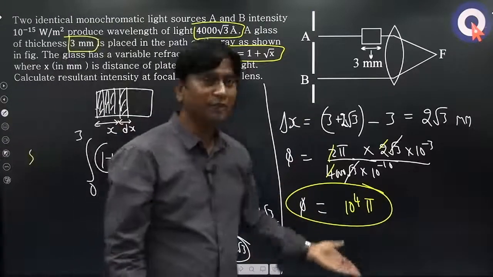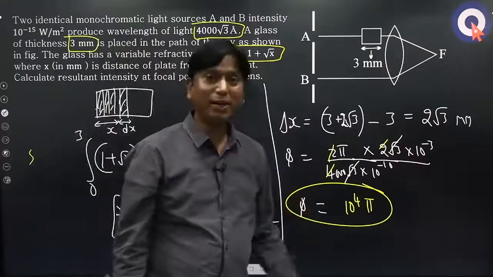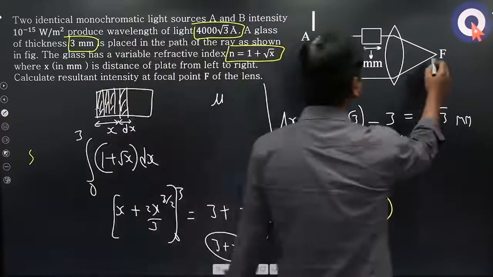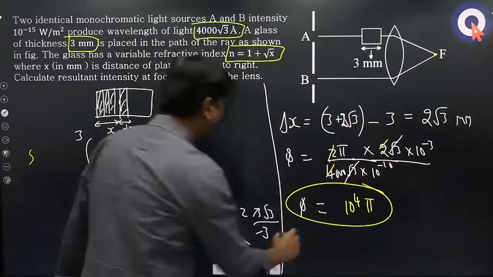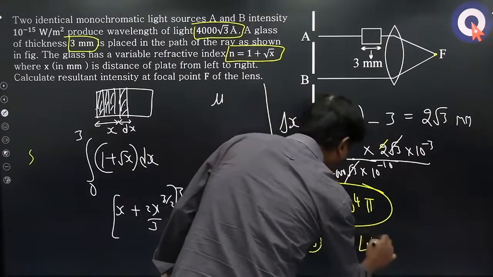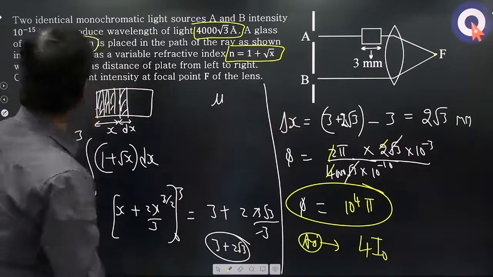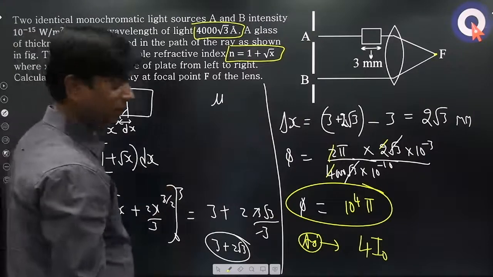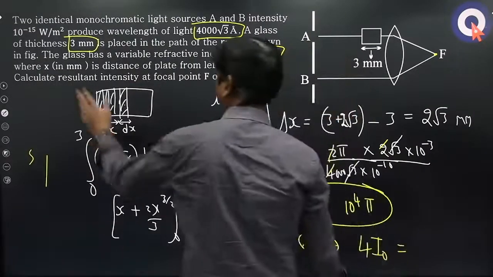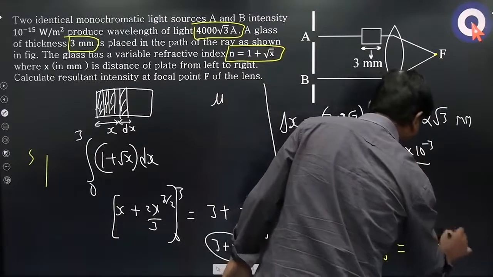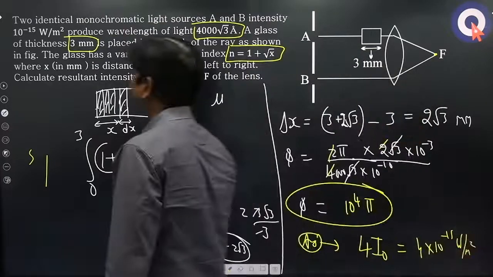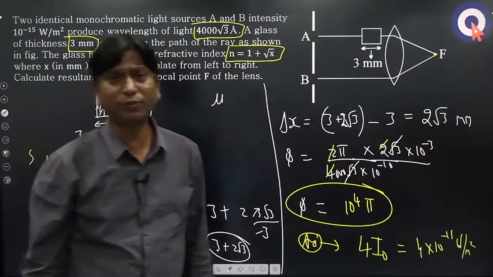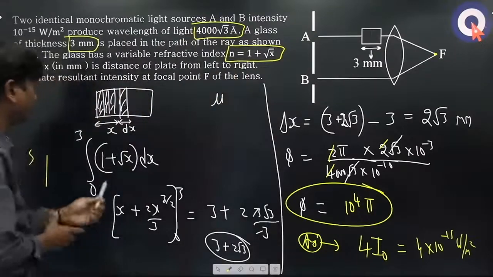So 10 power 4 into pi means definitely it is nicely an even multiple of 2 pi only, right? So once it is a multiple of 2 pi, definitely you are going to get a maxima only. So maxima means the answer is you will be getting 4 I naught, where I naught is the individual intensity. Individually what intensity? Individually 10 power minus 15. So 4 times of that. Okay. So the answer is 4 times 10 power minus 15 watt per meter squared. So that means you are getting a maxima, right? Here you will be getting a maxima only because the phase difference is 10 to the power 4 times pi. Okay, right.